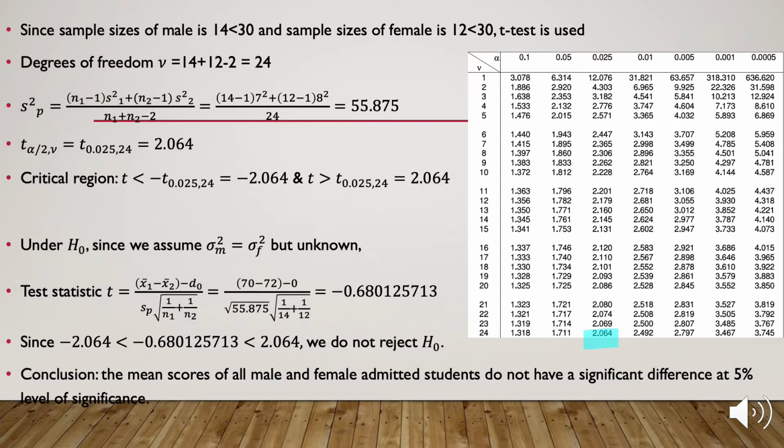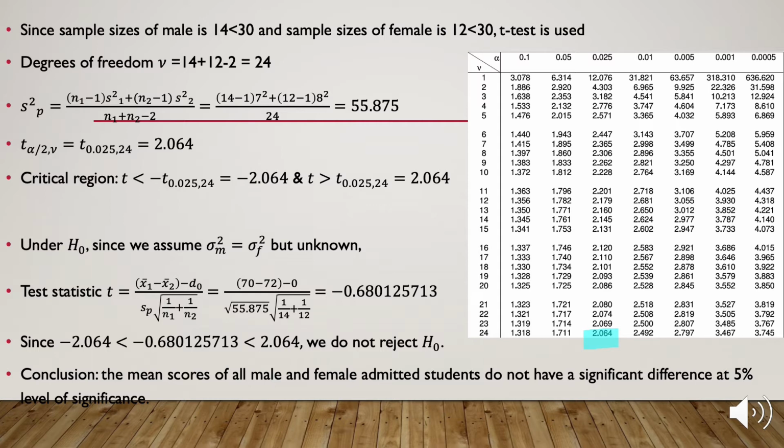2.064. The critical region is T smaller than negative T 0.025 and 24, equals to negative 2.064, and T larger than T 0.025, 24, which is equal to 2.064. Under H0, since we assume sigma square M equals to sigma square F but unknown, the test statistic will be T equals to mean of X1 minus mean of X2 minus T0 over Sp times the square root of 1 over N1 plus 1 over N2.